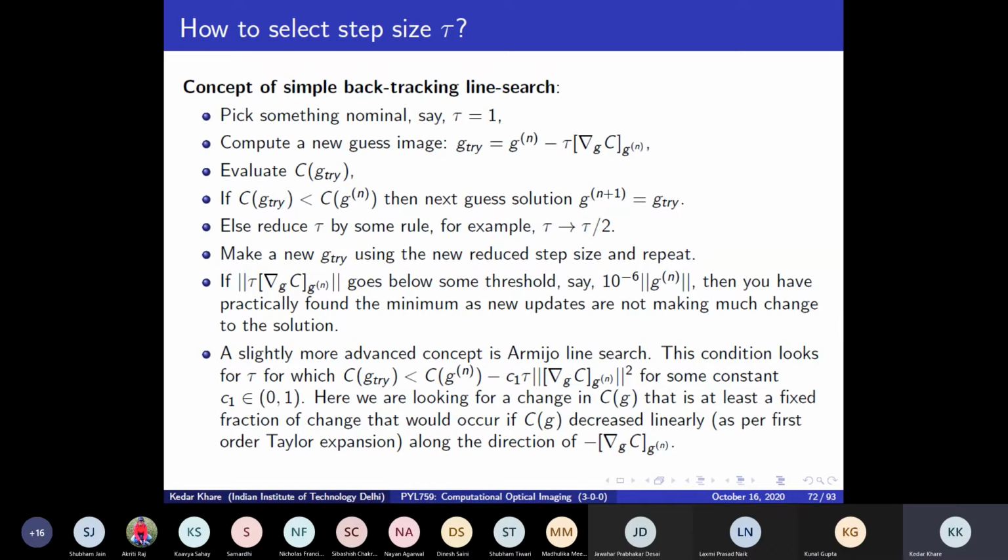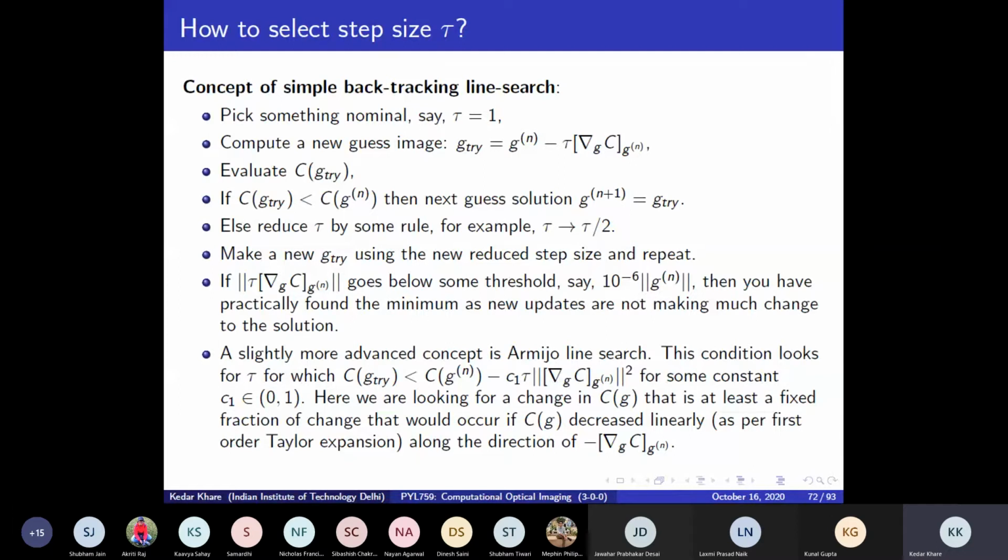So what you do is you don't just check for G trie less than C of Gn, but you check for a condition which is C of Gn minus C1 tau norm of this quantity squared, for some constant C1 that is in 0, 1. This Armijo search is also called the first Wolfe condition. And so what we are looking for here is, if I replace C of G by C of G trie, then I can do a Taylor expansion.